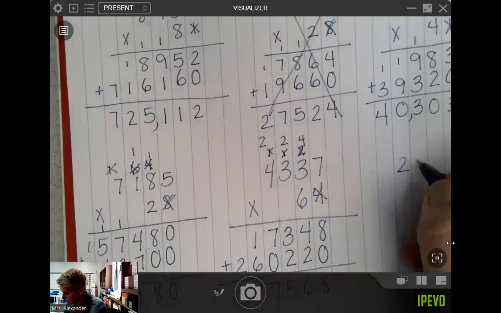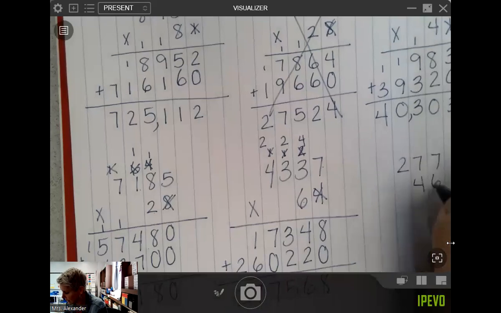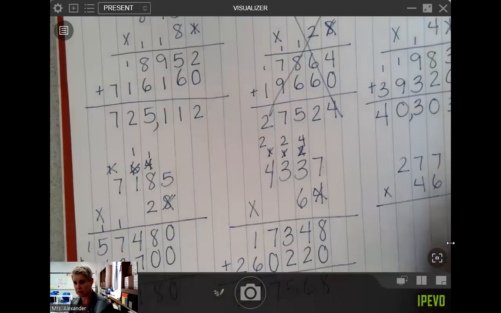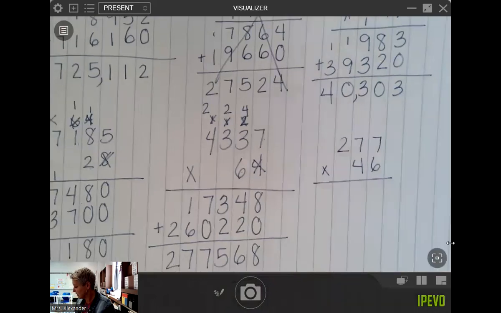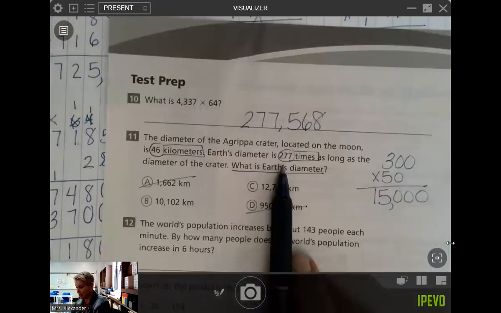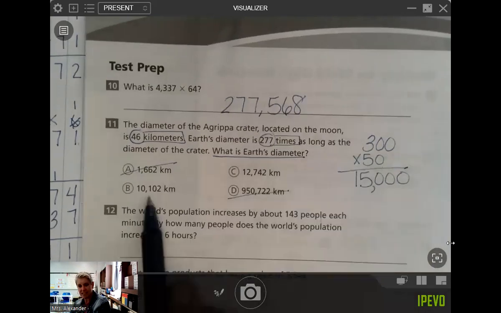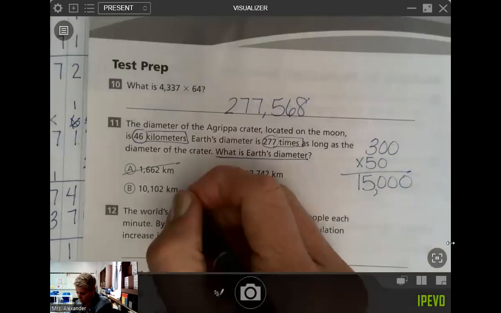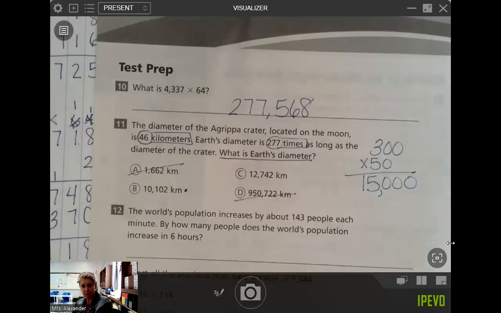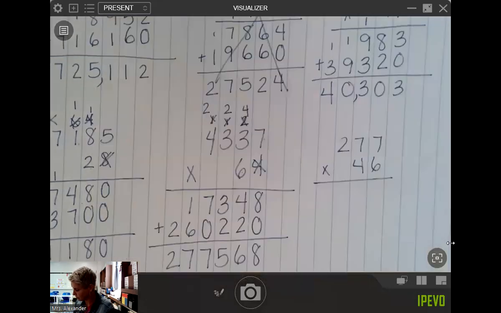277 times 46. I'm going to see if I can find one that's better than the other. Because I rounded both of those numbers up, we rounded 277 up to 300 and 46 up to 50, I'm going to guess letter B. I'm going to put a little dot right there. That's going to be my guess, but let's see.